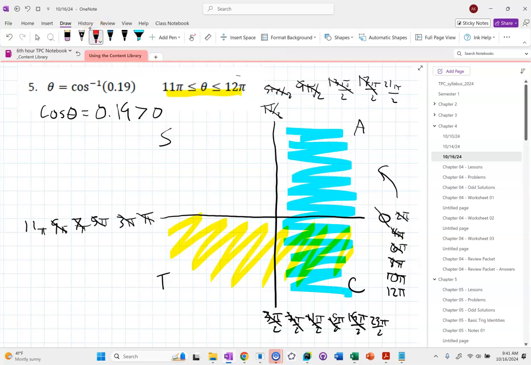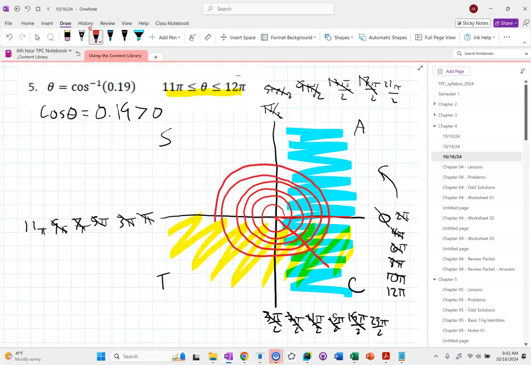So where does my terminal side have to be? In quadrant 4. So initial side, terminal side. To get there, really we're going around 1 time, 2 times, 3 times, 4 times, 5 times, and then running into our answer, or running into our terminal side.